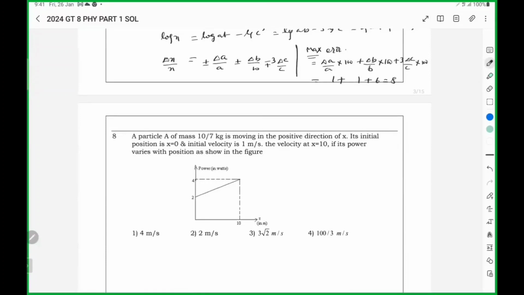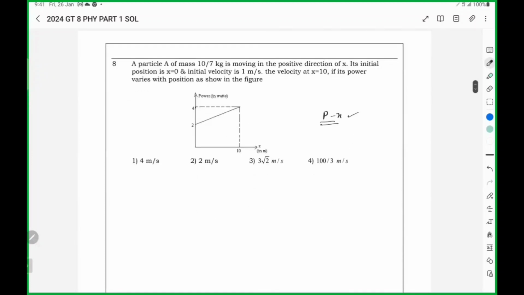Here he has given a Px graph, a power and displacement graph. So the area under the Px graph gives integral P dx, which is nothing but a trapezium. So here it is 10 by 2, 5, A is this, B is this, that is 2 plus 4, you'll have 30.